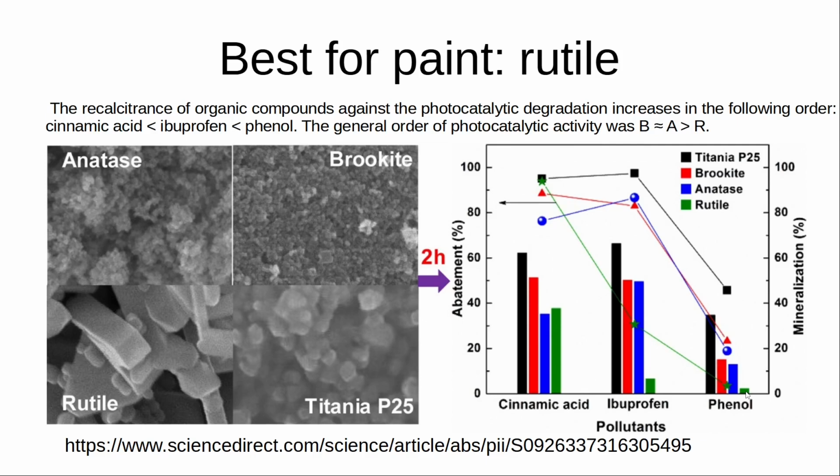So we want rutile in our paint. We do not want anatase or brookite in our paint. But the other thing I want you to take note of, this is not zero. So even though rutile is the better titania, it still contains some photocatalytic activity.